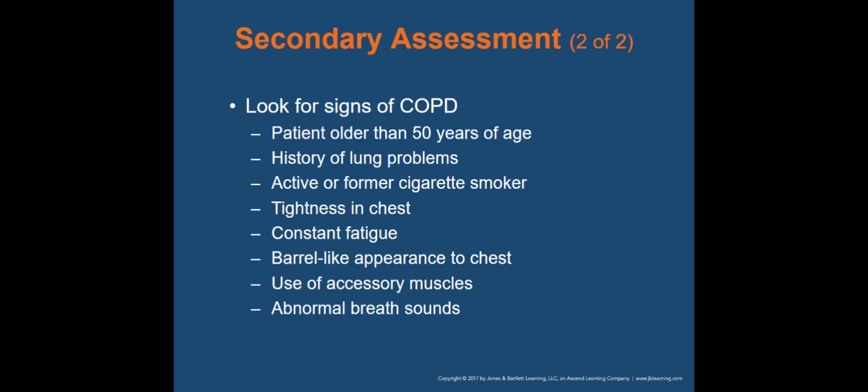Look for signs of COPD, so if they're older than 50, or if they have any type of history of lung problems, if they've been an active or a former smoker. Ask them about tightness in the chest. Are they constantly fatigued? Is there a barrel-like appearance to the chest from that accessory muscle use all the time? Are they using their chest to breathe? And do they have any abnormal breath sounds?